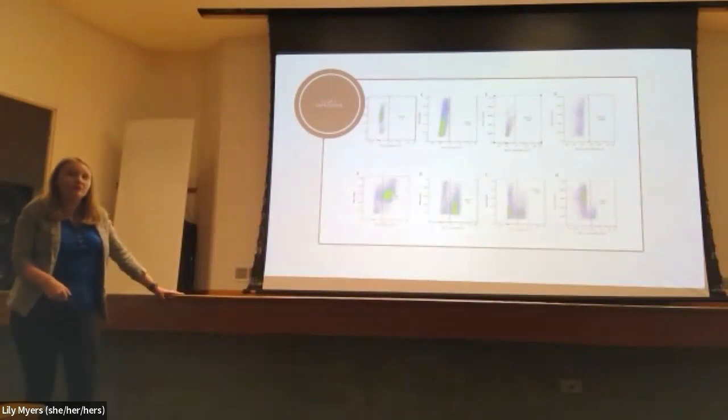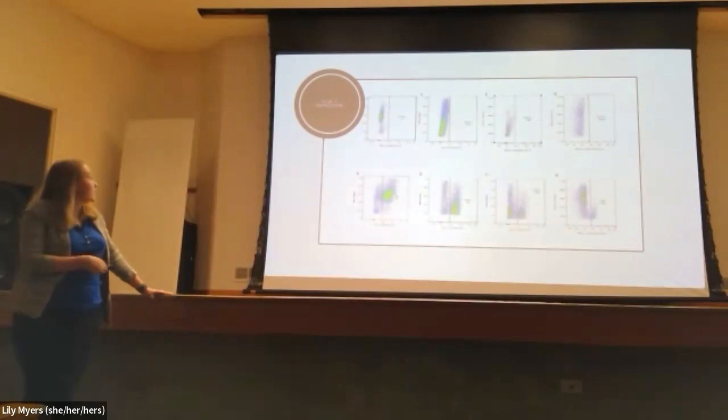So let me do some flow and see quantitatively what the expression is like. At the top, these are all unstained controls. On the bottom, this is stained for Fc-epsilon-R1. These are our mast cells. This is our positive control.